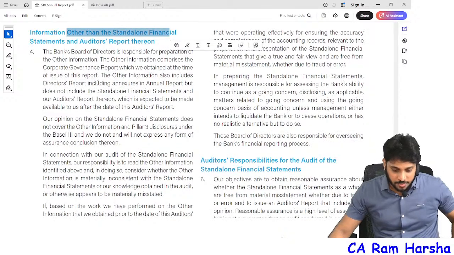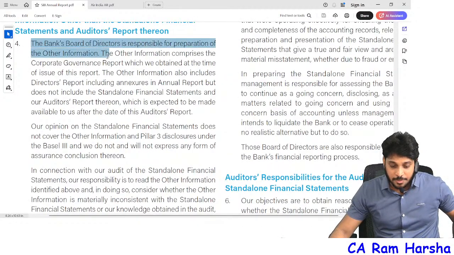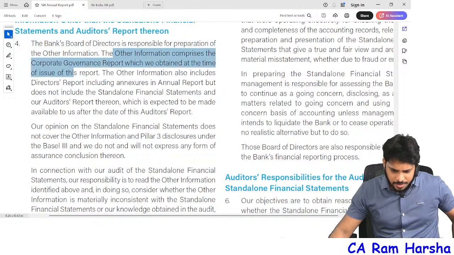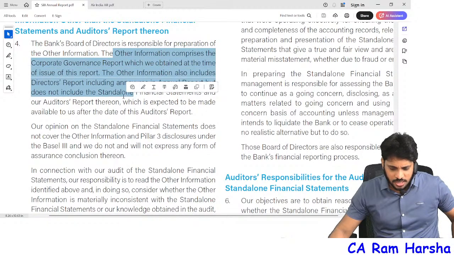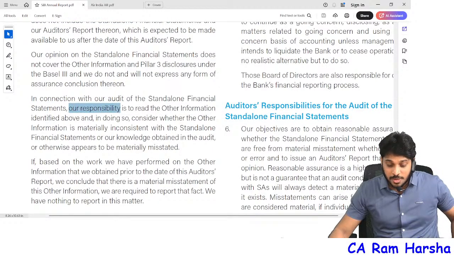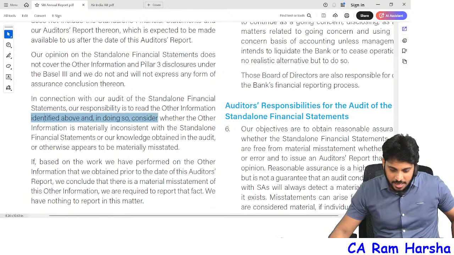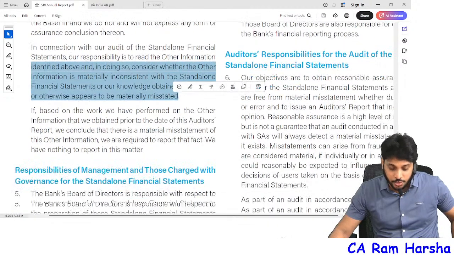So what are the board of directors saying here? The bank's board of directors is responsible for preparing other information. Other information is what? Some CG report and all that is there. What is in connection with our audit? What is the audit responsibility? Our responsibility is to read the other information and identify whether there is any inconsistency with the financials and our knowledge obtained during the audit.